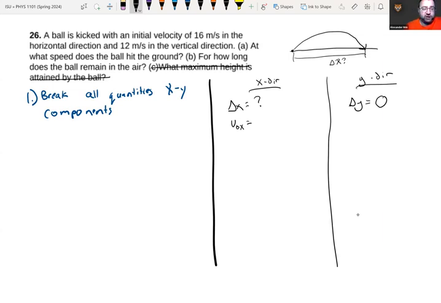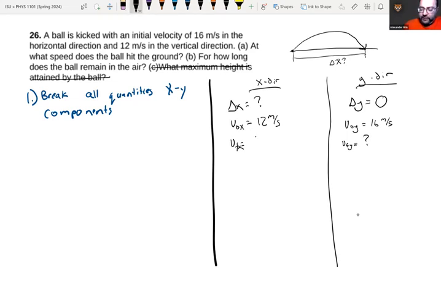The horizontal direction had an initial velocity of 12 meters per second. The vertical direction had an initial velocity of 16 meters per second, so a little more vertical than horizontal, but nevertheless, that's fun. Now V final. It turns out we don't need V final x and V final y. We don't really need to know this.